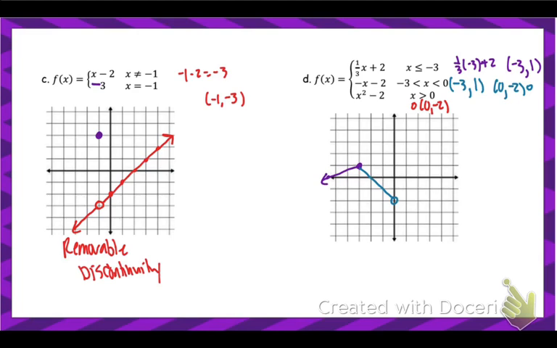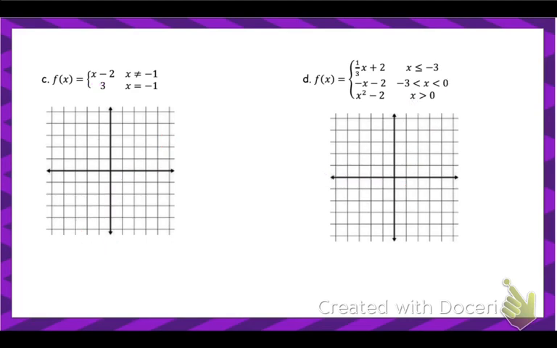Everything to the right is the quadratic x squared minus 2. So if you don't remember what quadratics look like, pick some more points, plug them in. If I plug in 1, 1 squared minus 2 is -1. If I plug in 2, 2 squared minus 2 is 2. And I can get some more points that way if you don't remember the shape of that parabola.